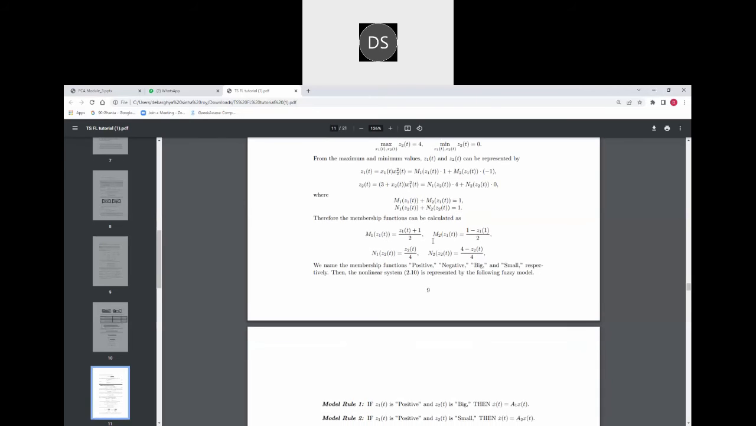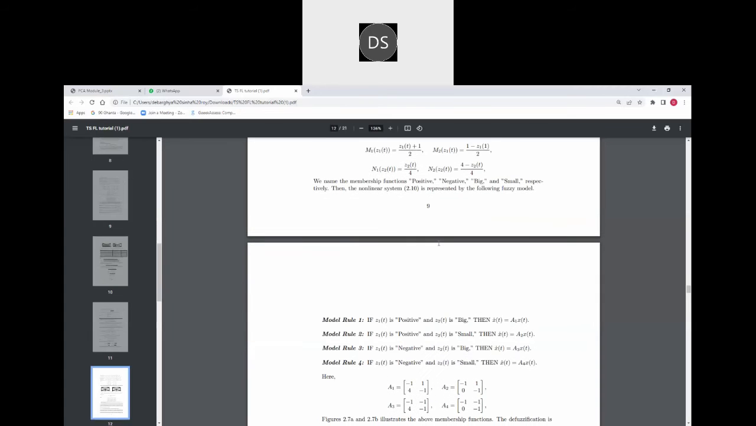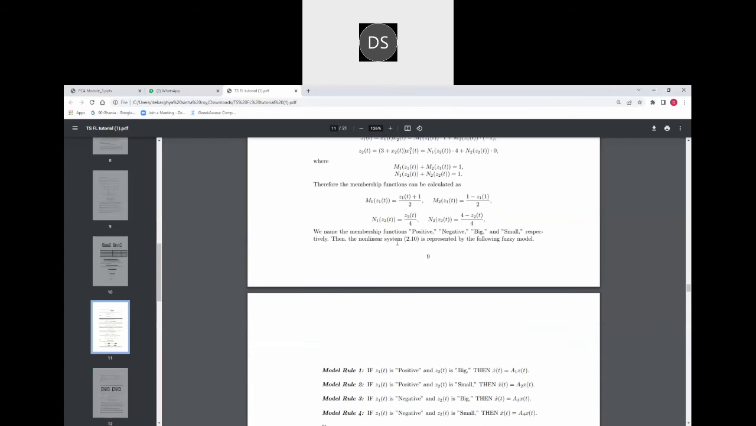As Virender discussed earlier, M1 plus M2 is equal to 1. Similarly, N1 plus N2 is equal to 1. So we get two equations in terms of M1, M2 and N1, N2. Solving these two equations, we can get the values of M and N in terms of Z1 and Z2. Just for simplicity, we name the membership functions positive, negative, big and small. Z1 has positive and negative, and Z2 is big or small.